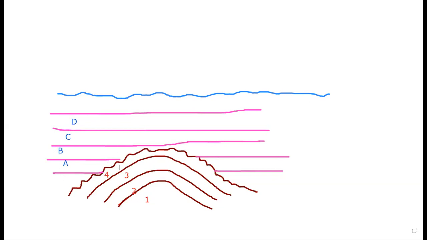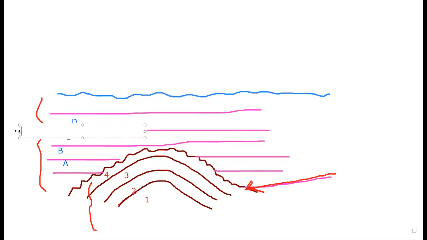Now when you look here, this is the erosional surface which is present in between the younger series and older series. Just wait, I marked it. So this erosional surface separates the younger and older series. Now this series and this series are both different series. The series which is above the unconformity is younger, and the series which is below the unconformity is older.